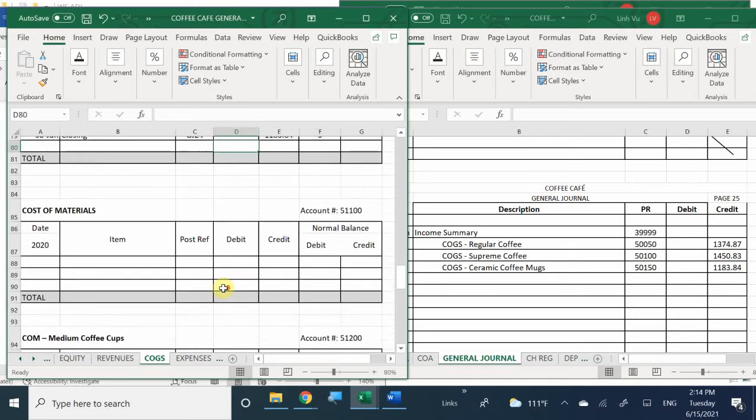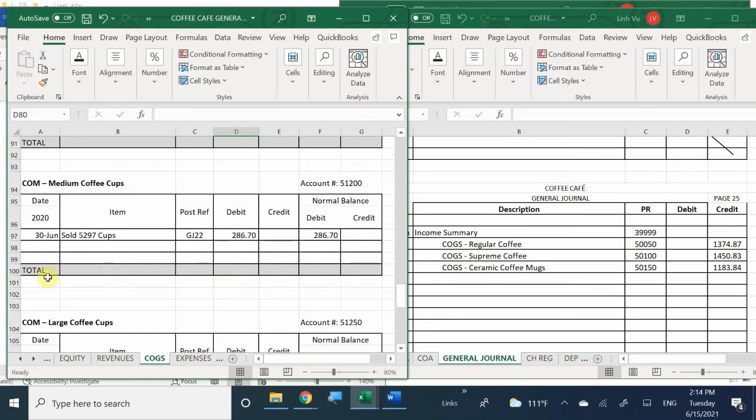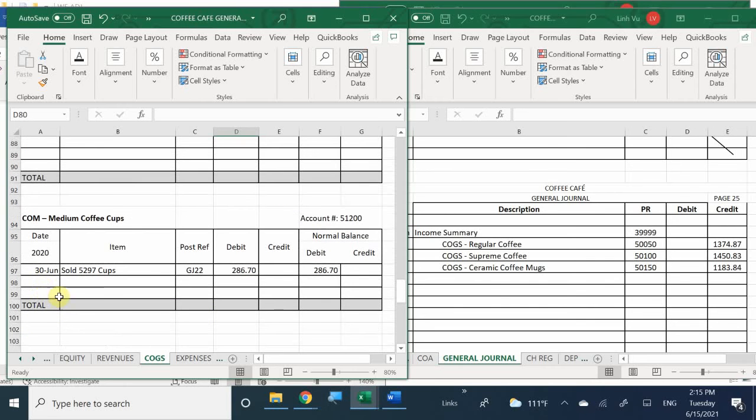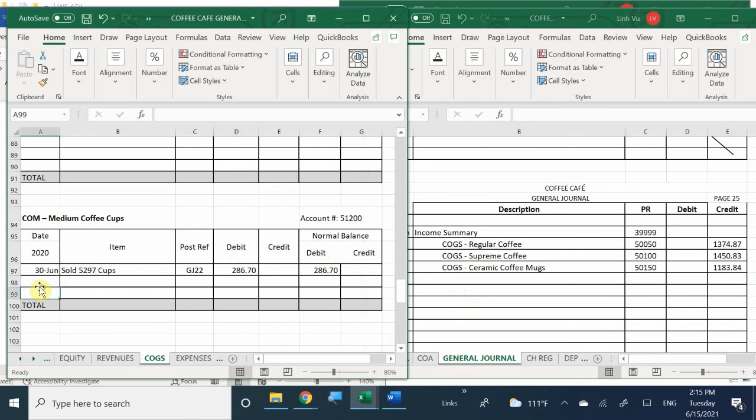Okay. Next we have is our cost of materials. So here the first one we have is cost of materials for the medium coffee cups, excuse me. So here 630 we are going to be closing. General Journal 24 for the total amount of 286.70.